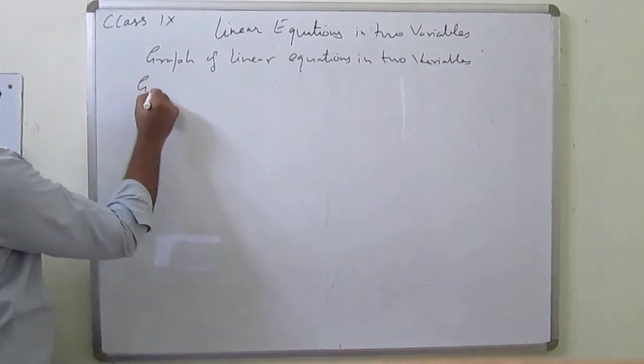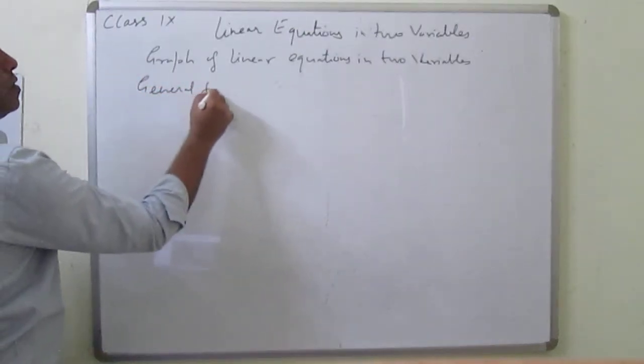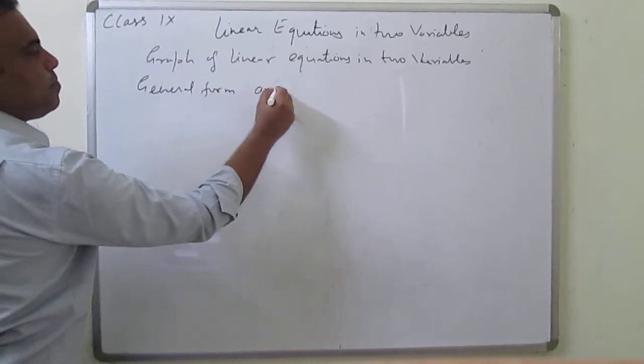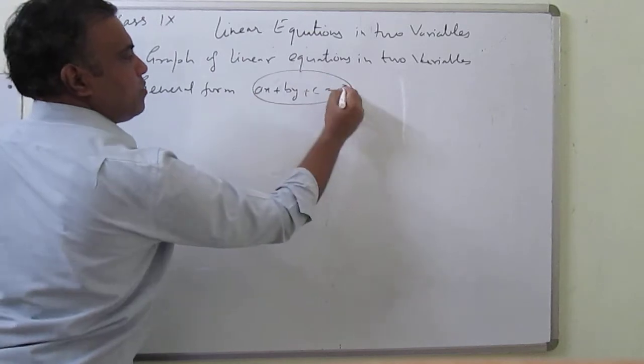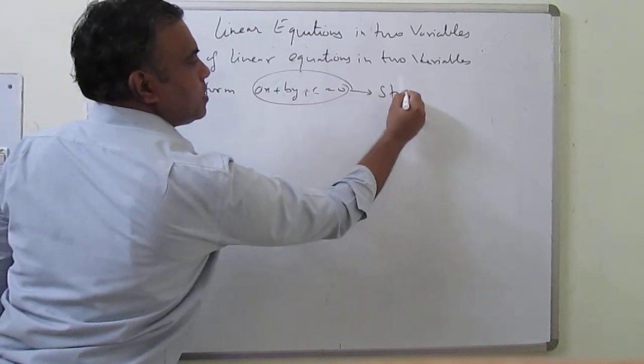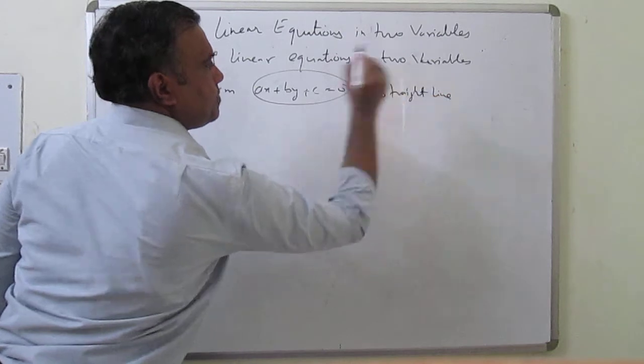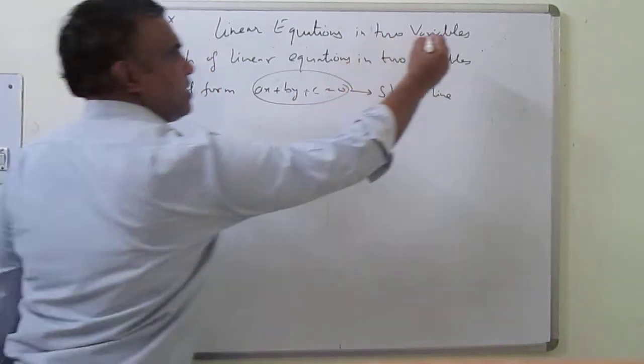So the general form is ax plus by plus c is equal to 0. The graph of this linear equation is always a straight line. So today we will start exercise 4.3.